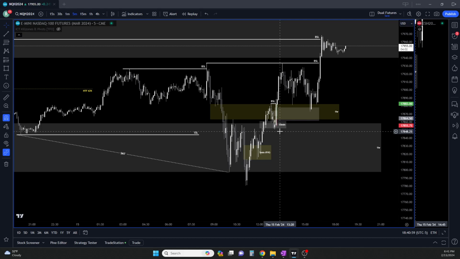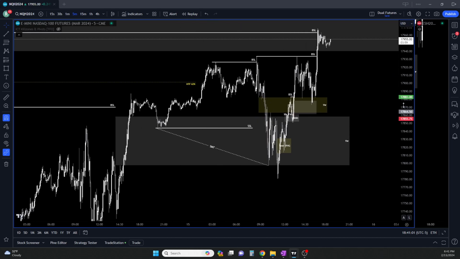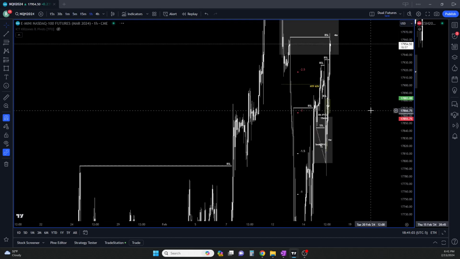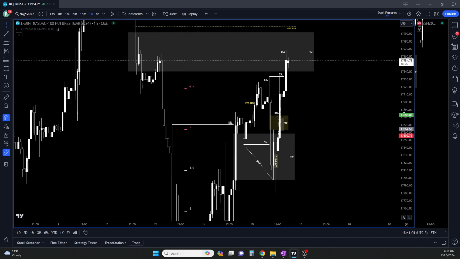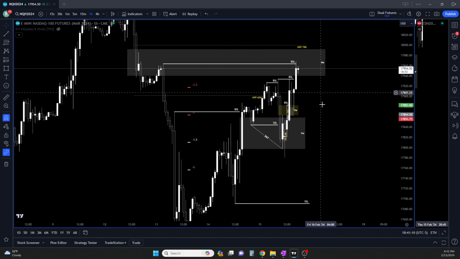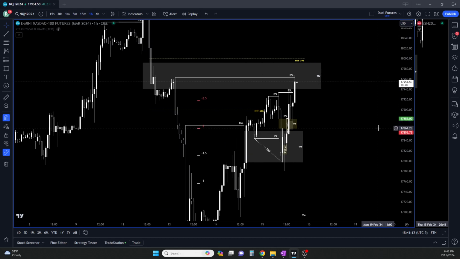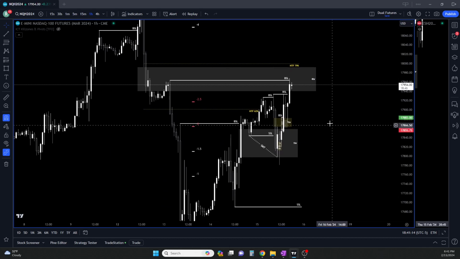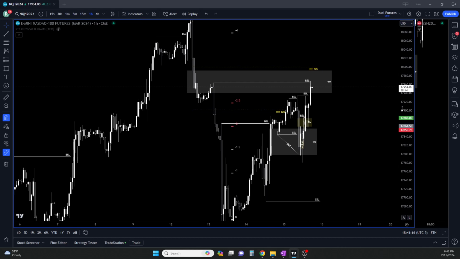So overall, pretty decent day. Probably shouldn't have taken the second trade, but again, I don't think it was all that bad, other than the SMTs and stuff like that. So it definitely wasn't good.